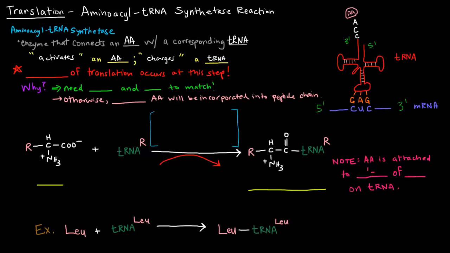So a tRNA molecule, once it has an amino acid attached to it, it's considered charged. And when an amino acid is attached to a tRNA, that amino acid is considered activated. So basically we're taking a tRNA and then we're adding an amino acid to it.